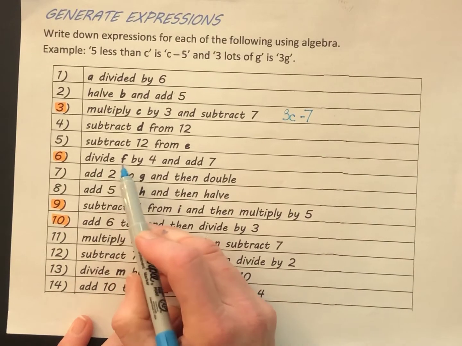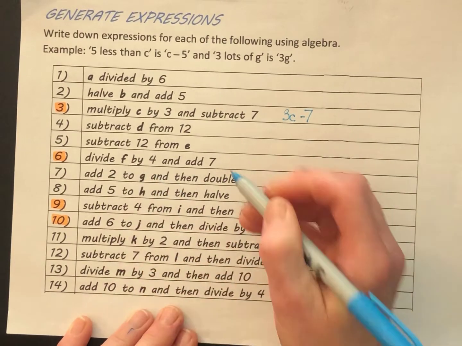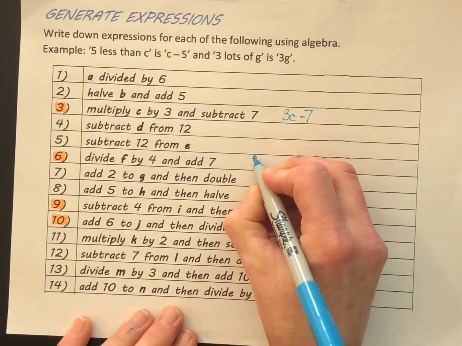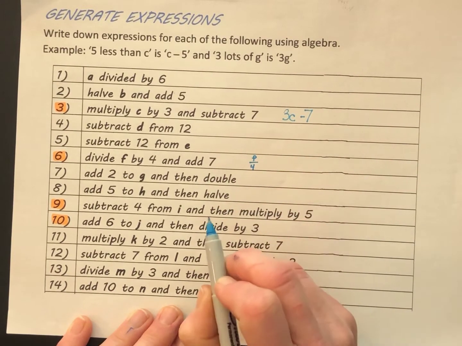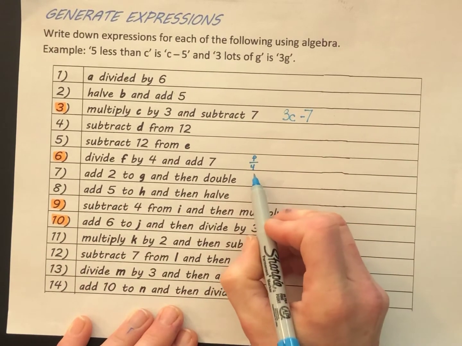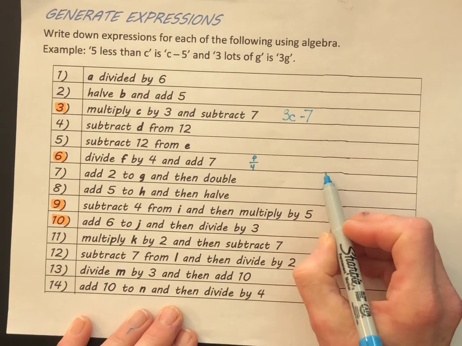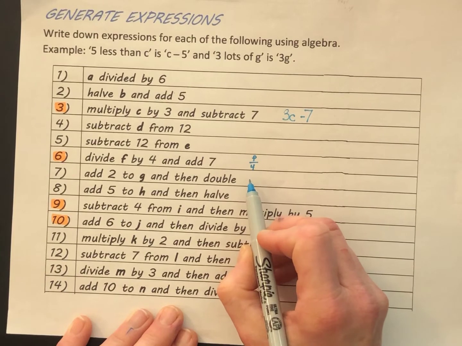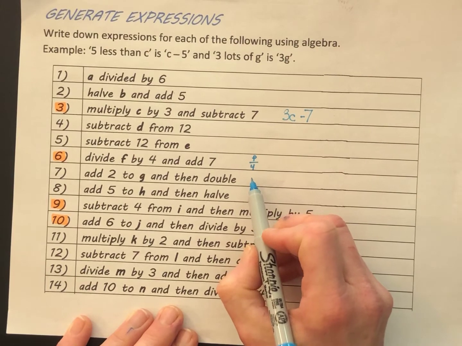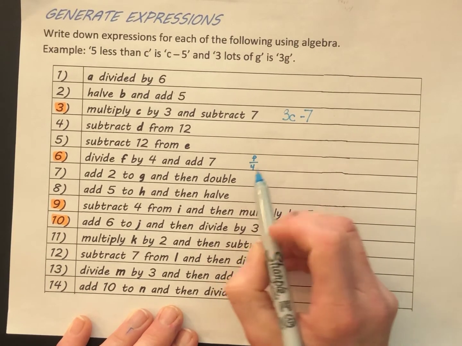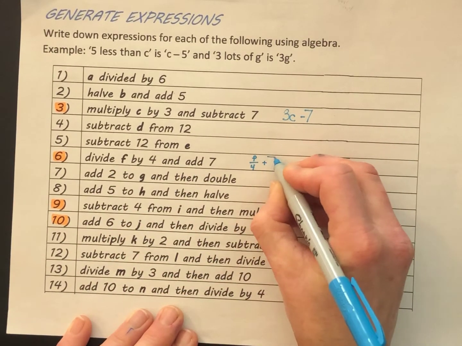Number 6, divide F by 4 and add 7. The best way to write that is F divided by 4. That's the best way to write division in algebra, in fraction form. You could do F, a division symbol, and then 4, and that's still correct. However, the more advanced you get into equations, the more you will rely on this, because this is the form you'll need for those. Anyhow, divide F by 4 and add 7. There you go.